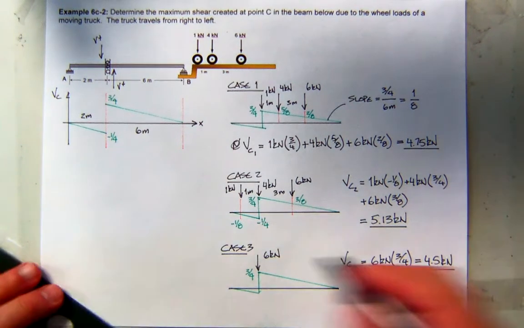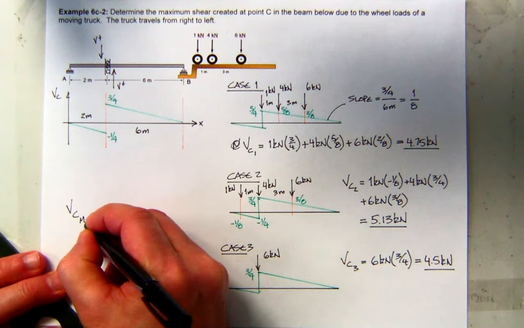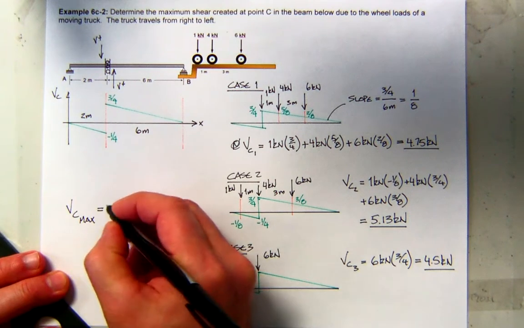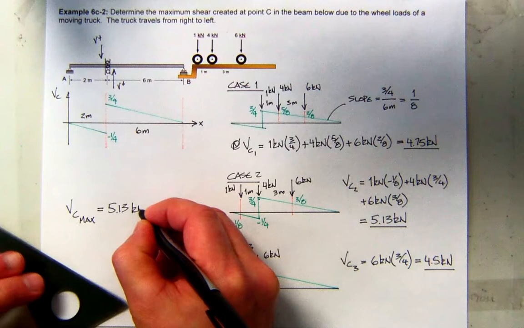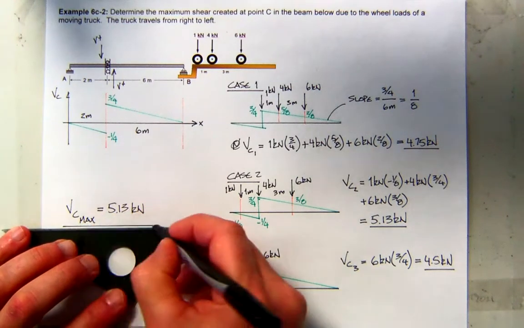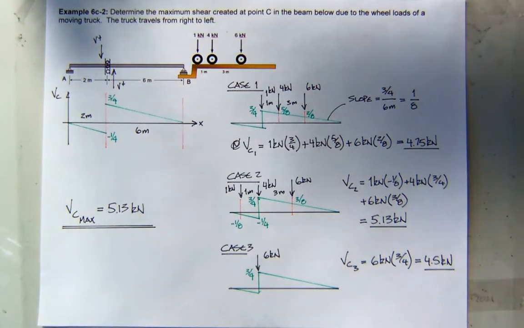So based upon this, it looks like the maximum shear at C is going to be 5.13 kilonewtons. And that took about 11 minutes to do, so that's not too bad. Any questions about that one? You guys are good.